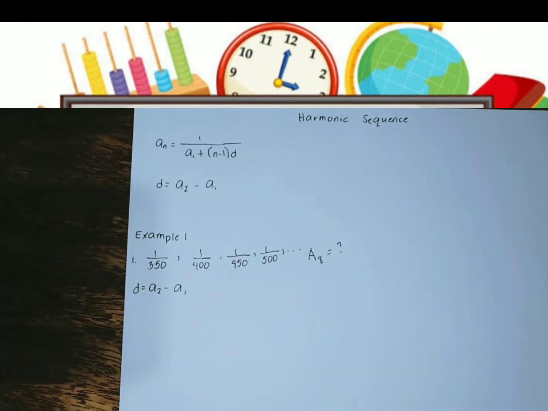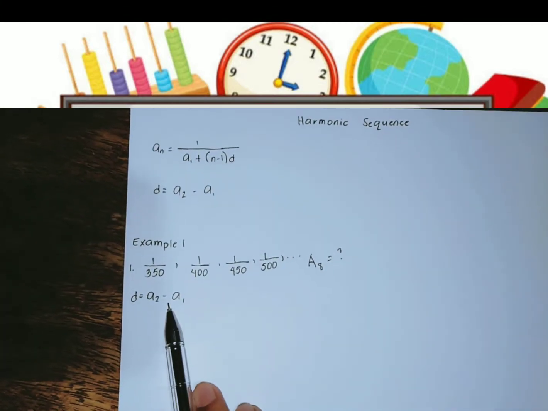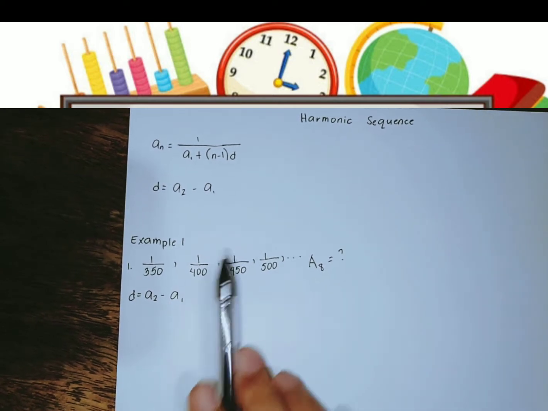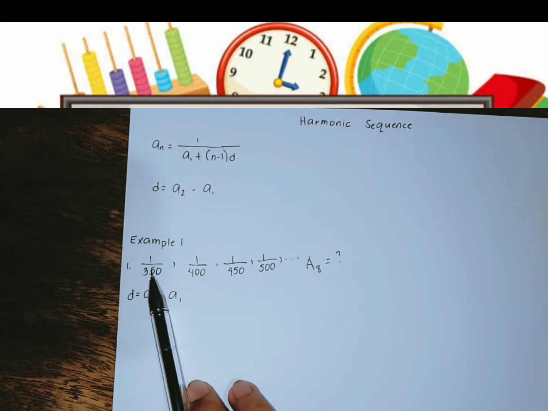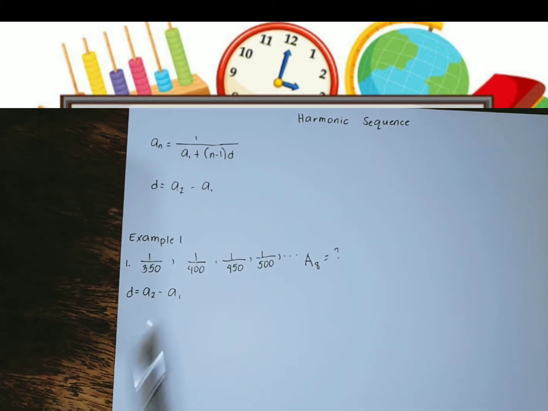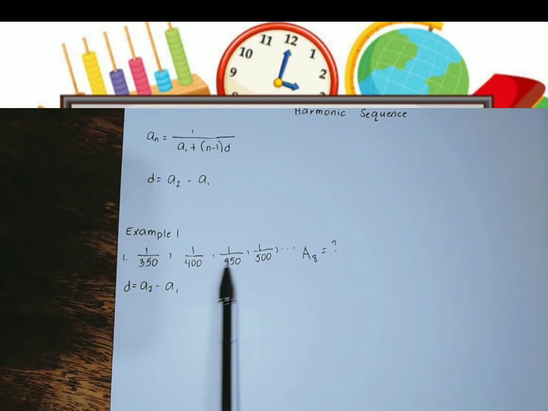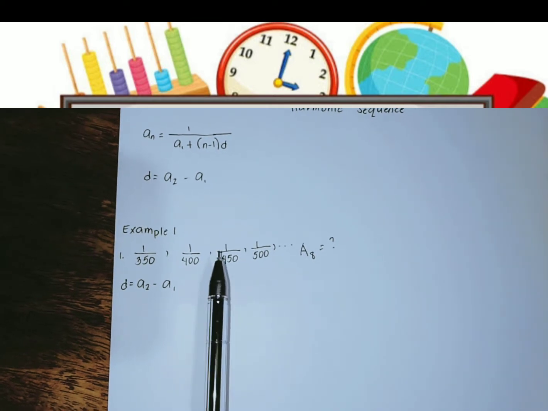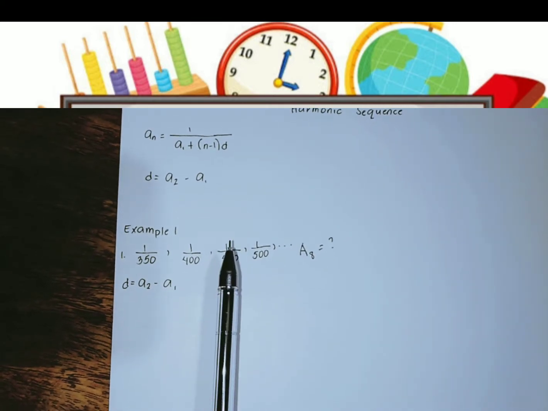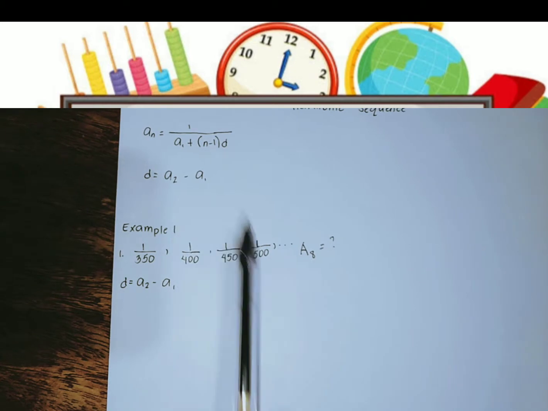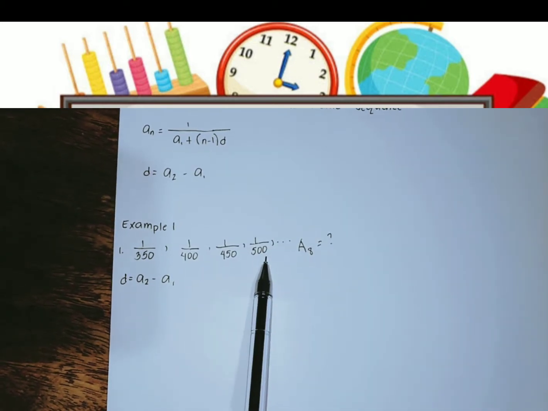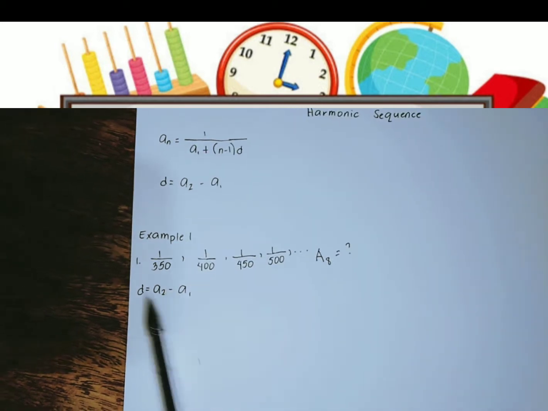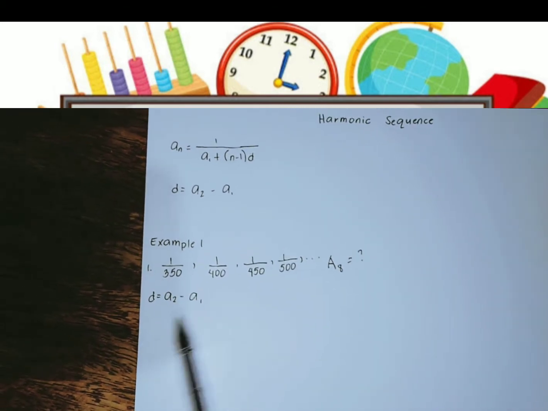So d is equal to the difference between the second term and our first term. You have to note that we are not going to consider the fraction as a whole, but we are just going to take the denominators of the sequence. So we continue in solving our common difference.